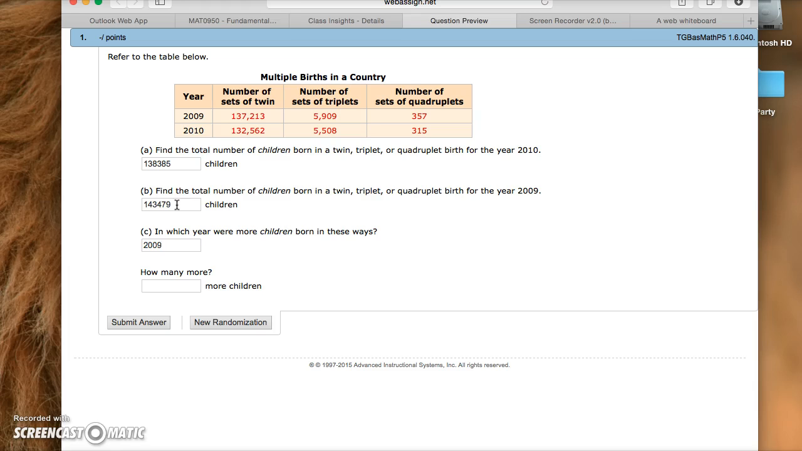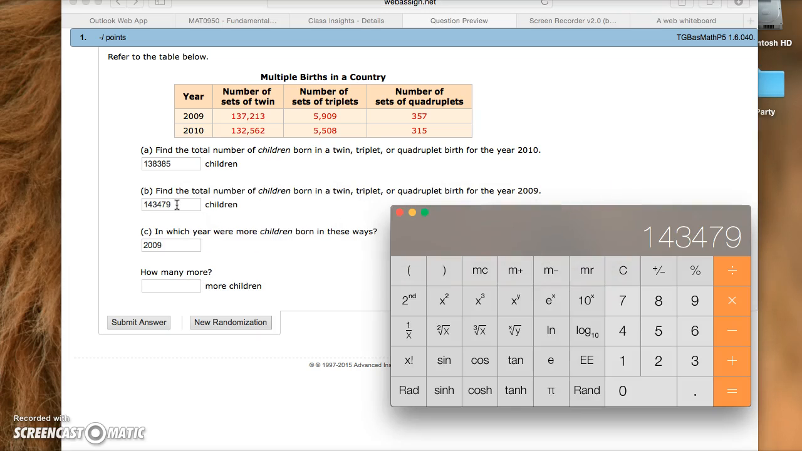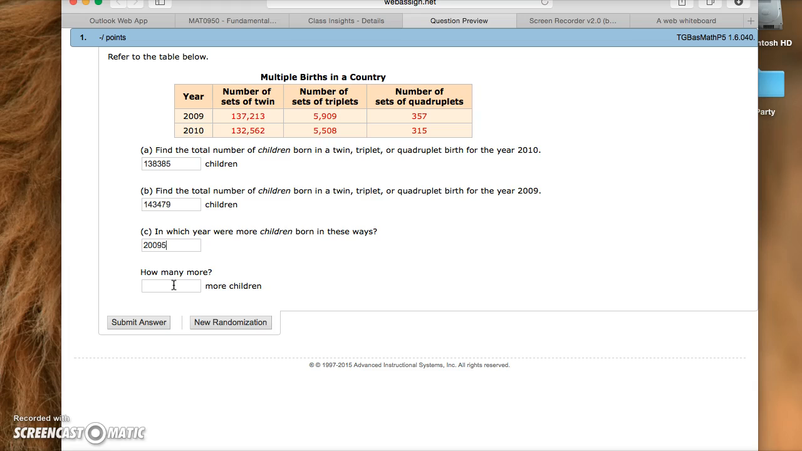So we want to take our larger number, which should still be stored in my calculator here, 143,479, and from this number we are going to subtract the smaller of the two values, which is 138,385. And that gives us a difference of 5,094 children.